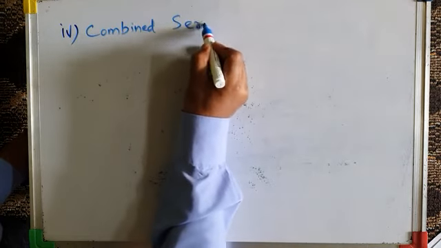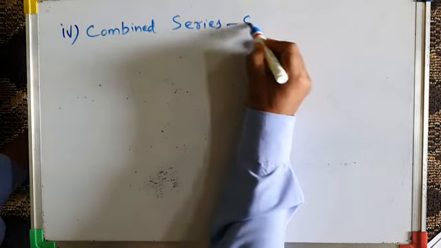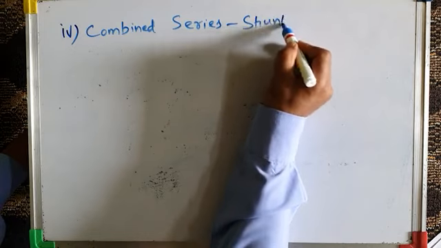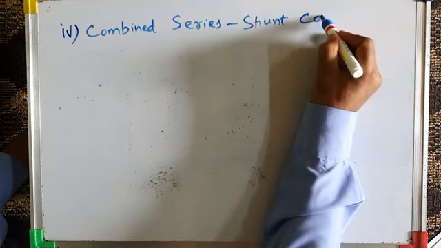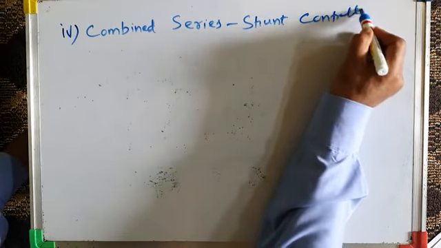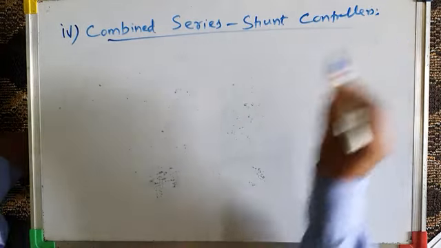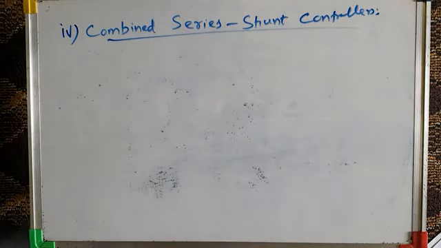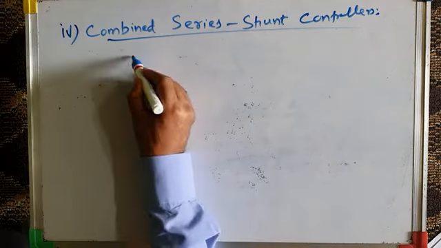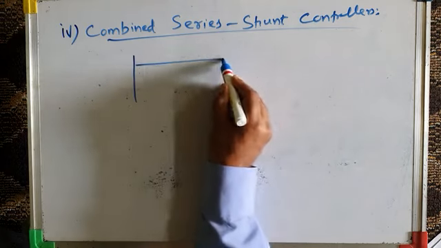series shunt controllers. That means one of the FACTS controllers is series connected, and another FACTS controller is shunt connected. That's why it's called combined series shunt controller. It may be a combination of separate series and shunt controllers with a coordinated control like this. I mean, it may be something like this.